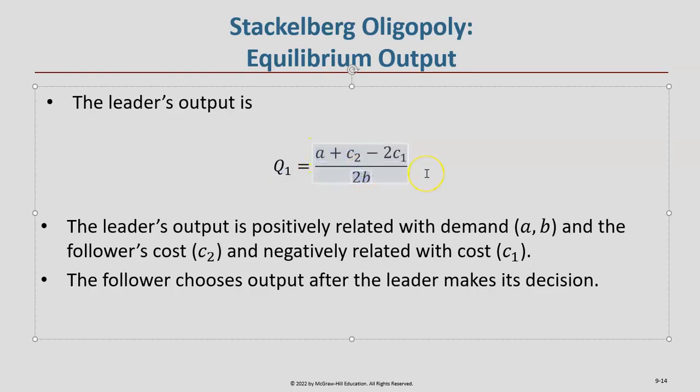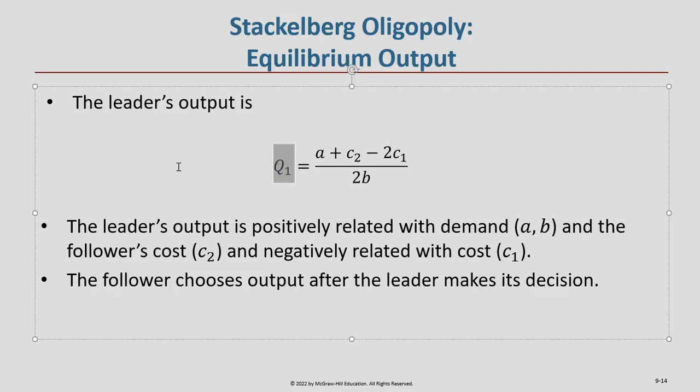As the slope becomes steeper, as this number in the denominator becomes smaller, demand is becoming more inelastic, and output will increase. And here we have the follower's cost appearing in the leader's output function. If the follower's cost decreases, that arrives in the numerator here with a positive sign. So if C2 decreases, that's going to decrease the output of the leader.